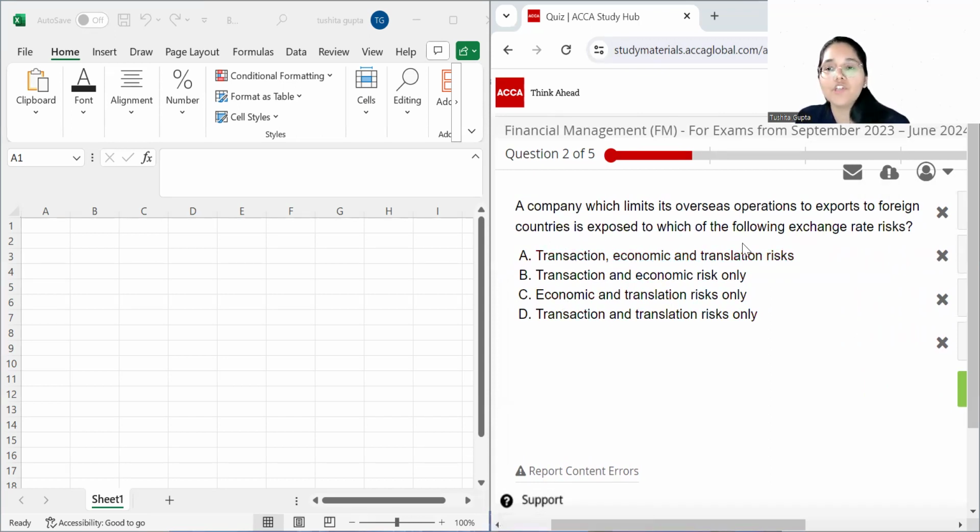Now let's talk about which other risk will be there. This company is limiting its overseas operations to exports to foreign countries. That means I am putting a limit on how much I am sending out in the market. So I am reducing my translation risk, because of whatever happens at the time of converting in the balance sheets, how I'm going to do the conversion. Your translation risk also gets reduced through this. So now your company is only going to face economic as well as transaction risk.